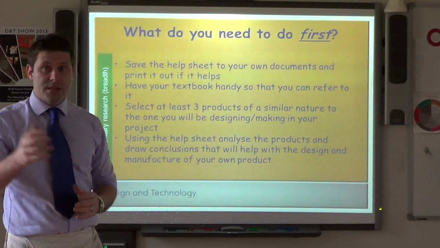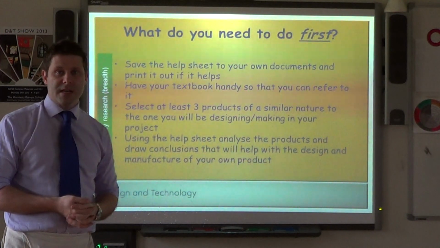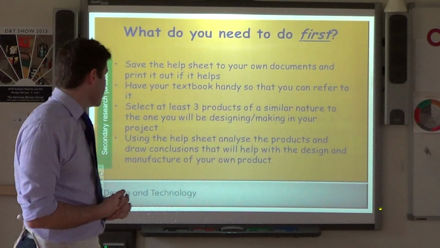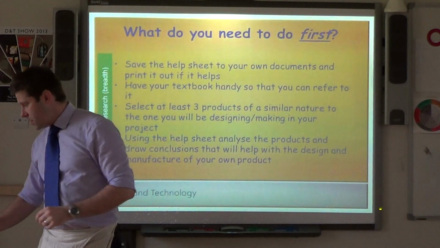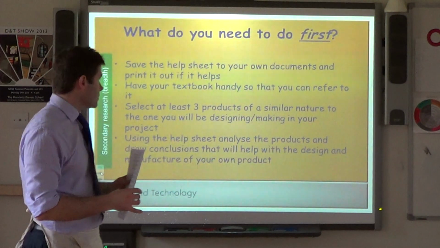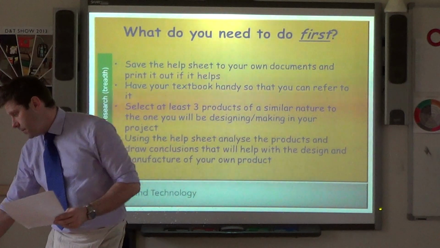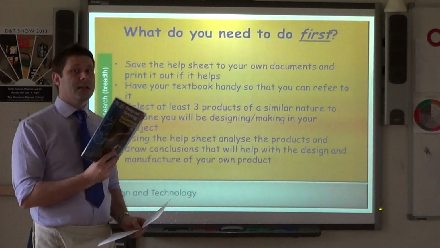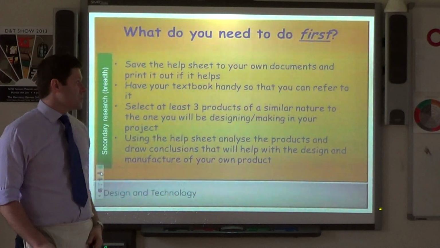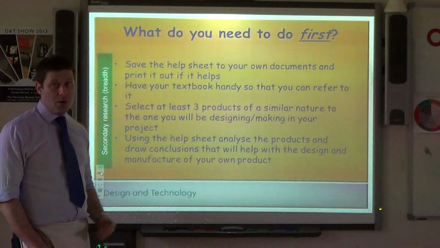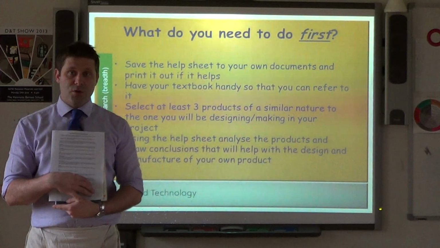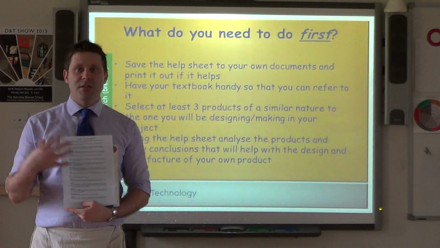So what do you need to do first then? Okay, so the first thing I would do, I think, would be the secondary research. So looking on the internet for a few other products similar to the one that you would like to make. Okay, so what I would like you to do from the website is save the help sheet. I'll print it out if that helps, and have your textbook handy. Okay, this is fantastic, and it'll give you most of the information that you need. Okay, what you'll then need to do is select at least 3 products of a similar nature to the one that you're going to be designing and making in your project, and then using the help sheet, I would like you to analyse those products in order to gain information to help you later on.